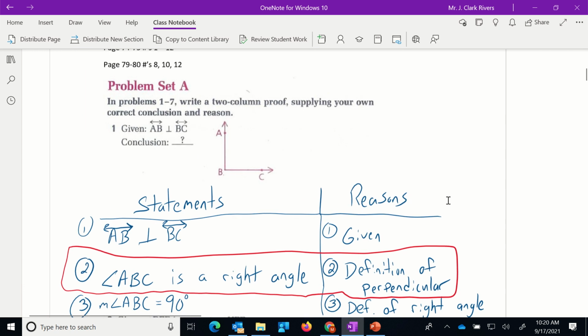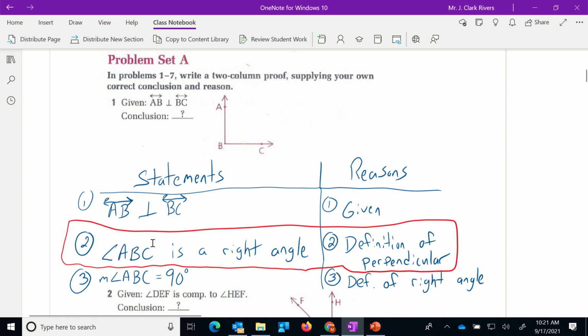So first off, number one, given that line AB is perpendicular to BC. So that's our given information. If two lines or line segments or rays are perpendicular, the conclusion we should draw is angle ABC is a right angle, definition of perpendicular, or you might have just said angle B is a right angle, definition of perpendicular. So that is the next conclusion we should be drawing when we are told that two lines are perpendicular.